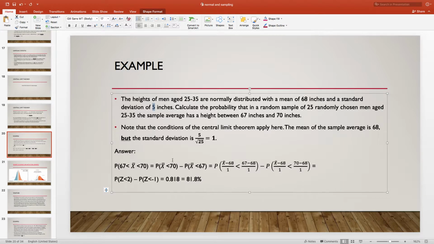So if I want to calculate that the average is between 67 and 70 inches, the average is normally distributed by the central limit theorem. So I'm going to proceed as we would before. I take the probability x bar is less than 70 minus the probability x bar is less than 67. Then we take the z-scores of each. I subtract the mean of 68 and divide by the standard deviation of 1. I do the same for 70: I subtract 68 and divide by 1.